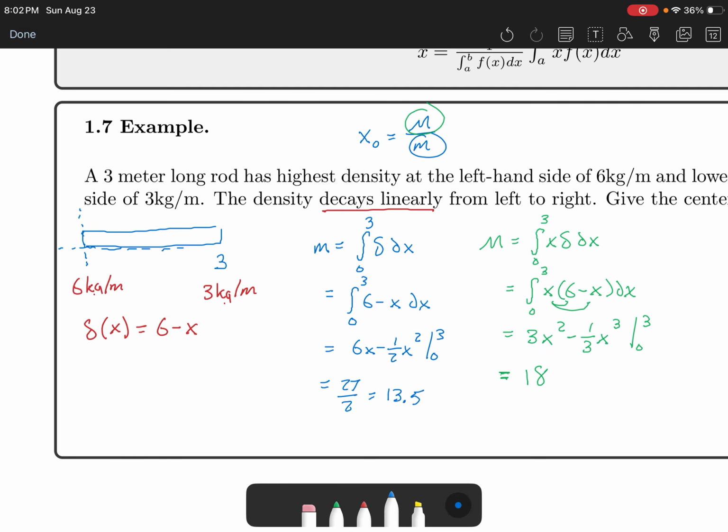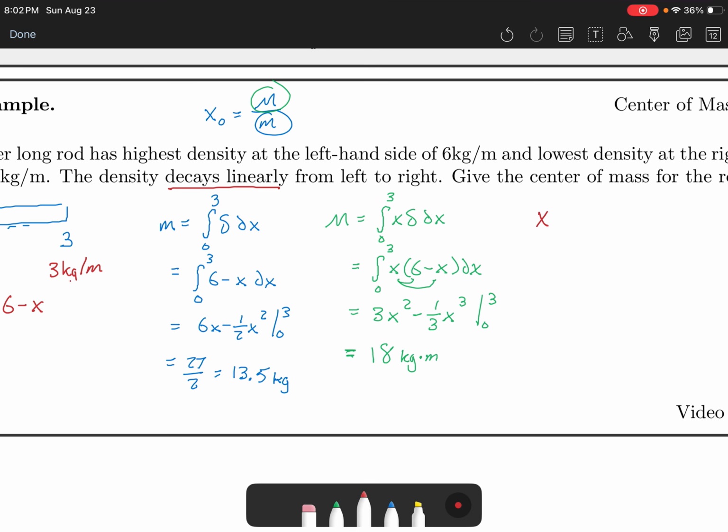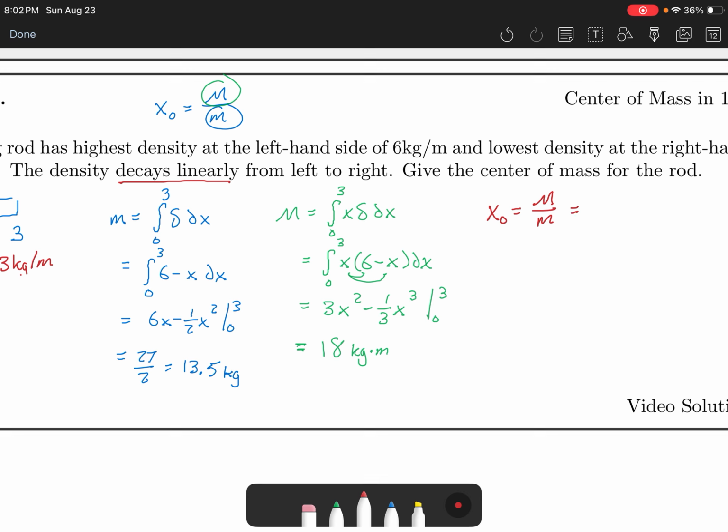Ooh, let's throw some units on this. The total mass would be kilograms, because we integrated all of the kilogram per meters with respect to the meters, and the moment would be kilogram times meters. So putting the pieces of the puzzle together, we have the position given by a moment divided by mass, the moment being 18 kilogram meters, the mass being 27 over 2, or 13.5 kilograms. We see that kilograms cancel, and we are left with meters, which makes sense because it is a position variable.